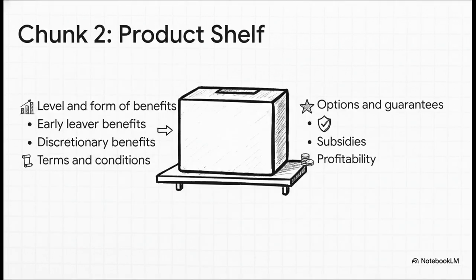All right, now we walk over to the product shelf. This is the heart of the contract. Take a breath here, because there's a lot on it. First, the level of benefits. Then, what happens if somebody leaves early? Are there any discretionary add-ons?